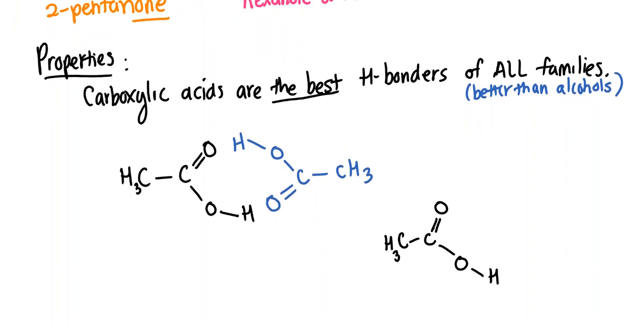The thing to know with properties, and we're really going to focus on the properties of carboxylic acids, they are the best hydrogen bonders of all of the families, including the ones we did before, like the alcohols that can hydrogen bond pretty well. These can hydrogen bond better than alcohols. In particular, if you put two of these acetic acid molecules together, they can actually connect in two places at the same time. And this is a whole lot of attraction, stickiness between two pretty small molecules. They'll really stick together pretty well.